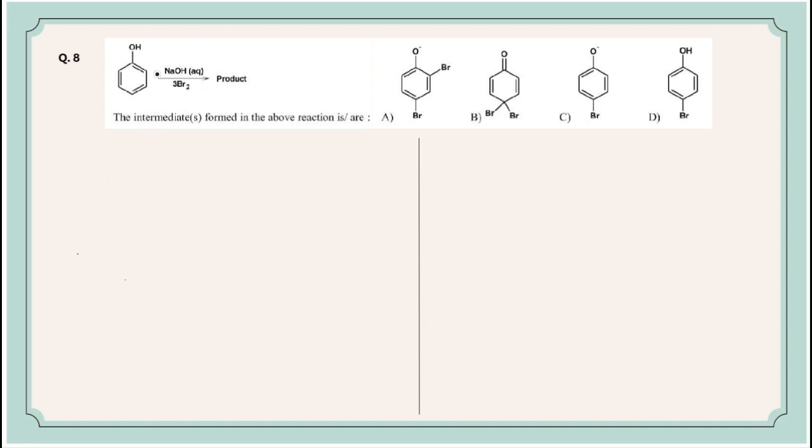First, let's analyze the question. So we have a phenol molecule. It is treated with aqueous NaOH followed by bromine, which is excess. Then it forms a product. What are the intermediates we can expect for the given reaction?